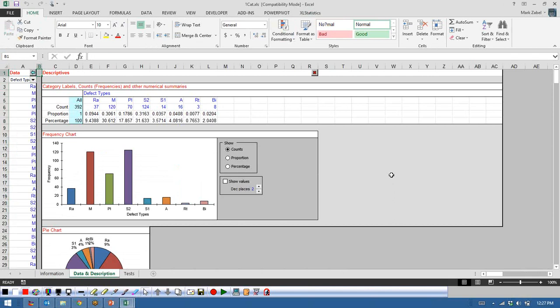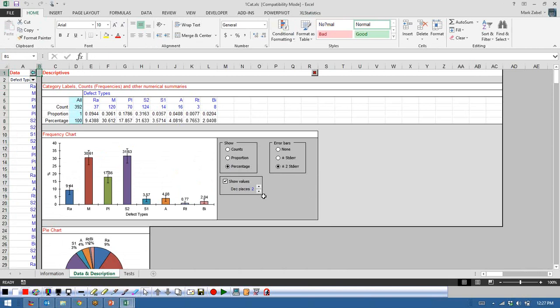Now, Steve, if you click on proportion, do me a favor and click on percentages, and you can see how that changes. When you click on percentages, it actually allows you to put in error bars. You can choose between none, plus or minus two standard errors, more on that later. And you can also go ahead and click on show values. You'll see what that does as well. That just puts the counts up on those, and you can change the number of decimal places. So it's kind of hard to read, but this says 31% of my errors were M, 32% were S2, 18% were PL, 9% were RA, etc. Hopefully that makes some sense. And then if we want to take those out and put in those error bars, we can do that. Like I said, more on those error bars later. Okay. Steve, if you can scroll down a little bit.